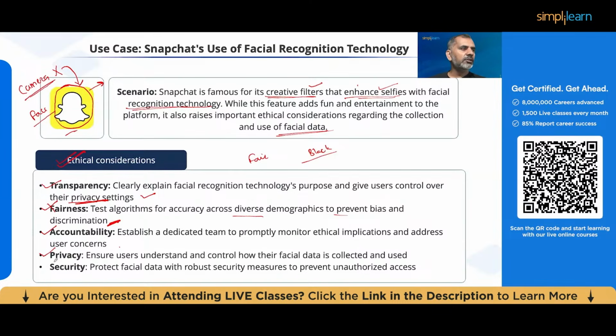And finally, talking about security, Snapchat has to protect facial data with robust security measures to prevent unauthorized access. It should not be that the data can be stolen by a third party or misused by someone else.